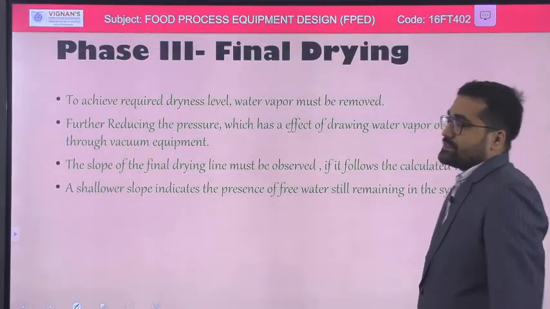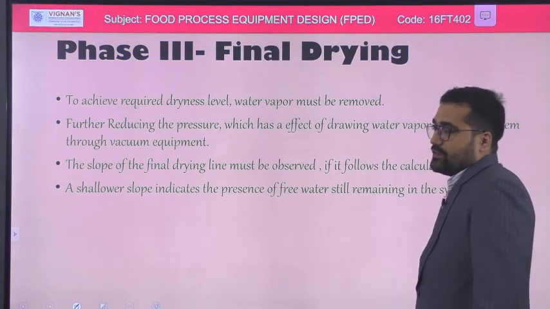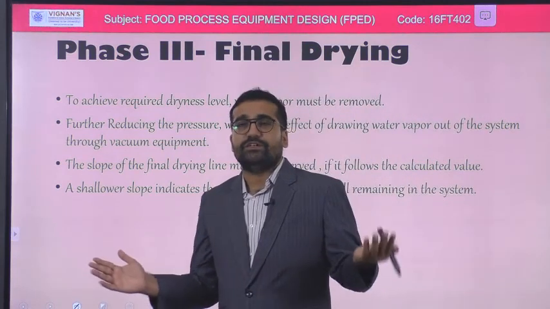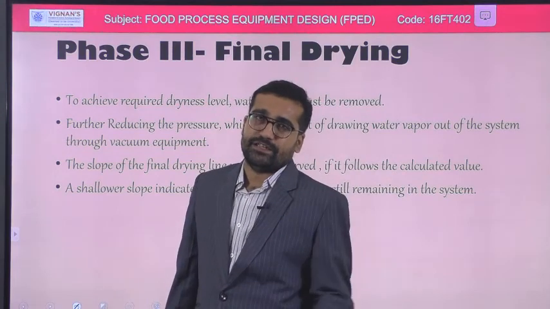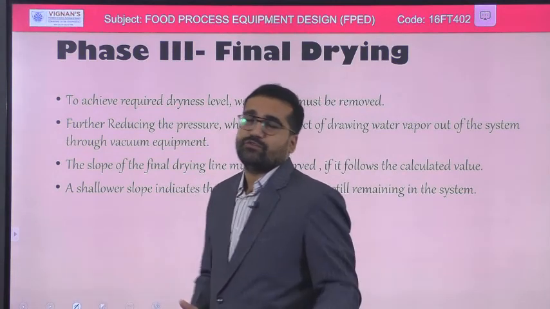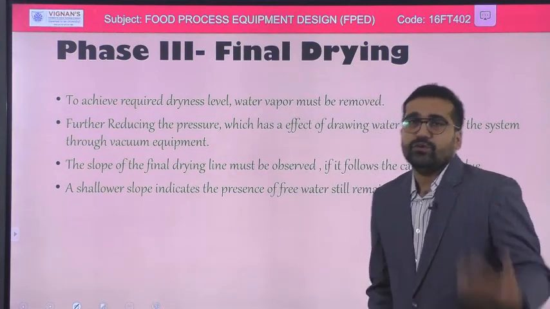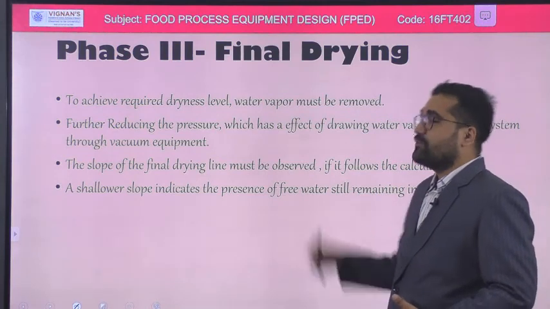In phase 3, or the next phase, what will happen? That is the final drying. Okay, in the previous phase, the moisture amount we can remove from the sample is up to 90%. We can achieve 10% or 12% or 5% of moisture content. But if we want to go further, then we have to dehydrate the sample. In that case, we go for final drying.